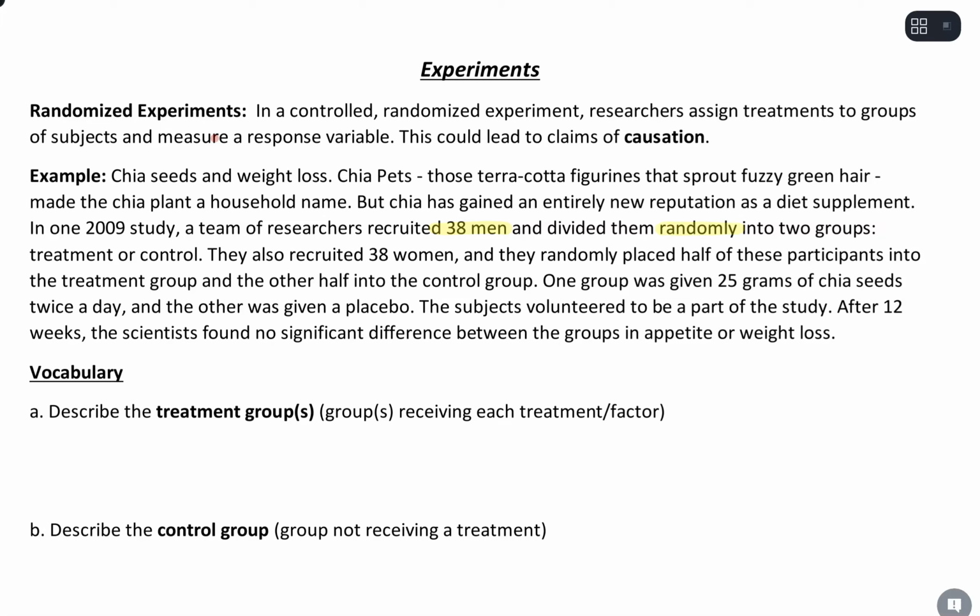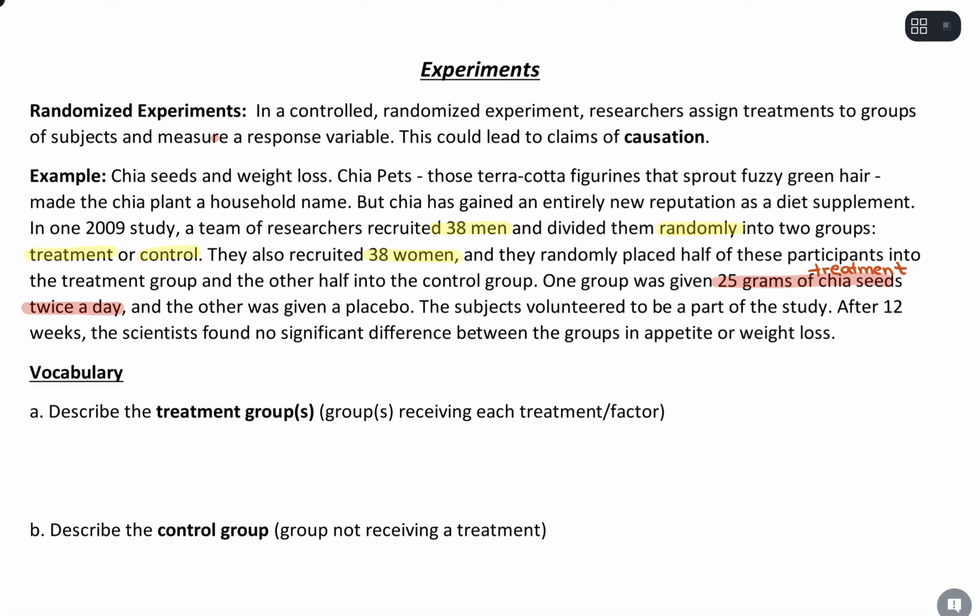And they separated them into two groups, treatment or control. They also recruited 38 women and did the same thing, randomly placing half in the treatment group, half in the control group. One group was given 25 grams of chia seeds twice a day. That right there is the treatment. So that is describing our treatment group.